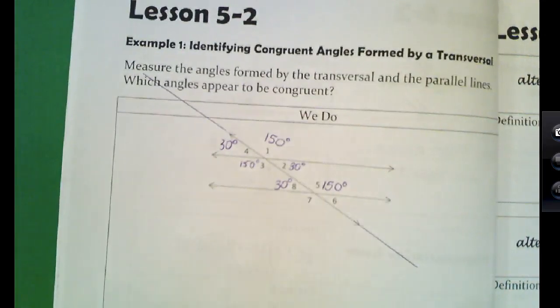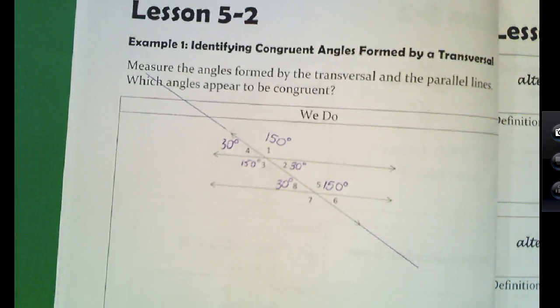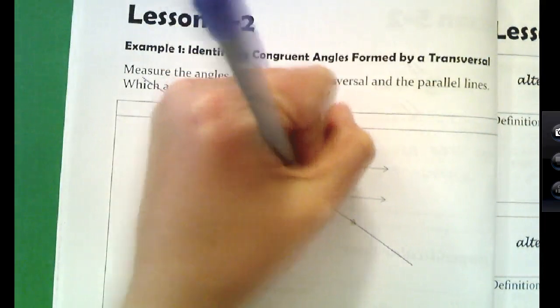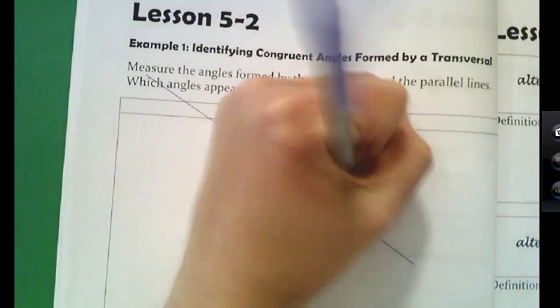So how big is angle 7? How big is angle 7? 150. Good. And how big is angle 6? 30. Yeah, 30 degrees. Very good.